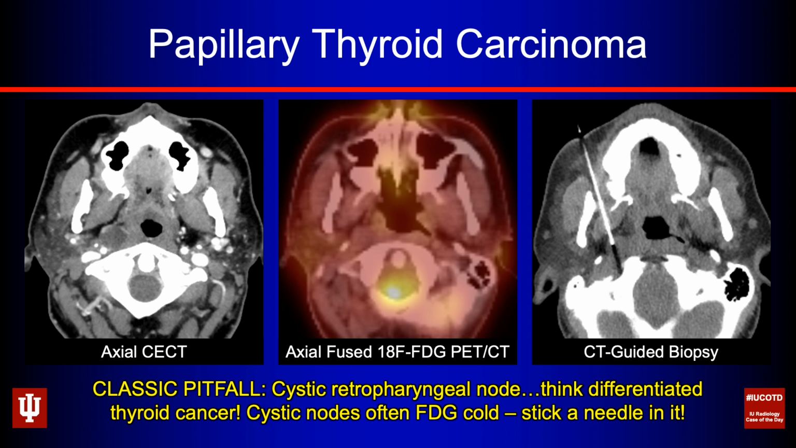Retropharyngeal lymph nodes, even though they're sort of geographically removed, that's a nodal station that can be involved. So when you see a cystic retropharyngeal lymph node, think about differentiated thyroid cancer. These cystic nodes, again, are oftentimes cold on FDG PET. It's incumbent upon you as the radiologist to suggest that that may be what's going on. And this is where you can add value, add service by offering to put a needle into it.